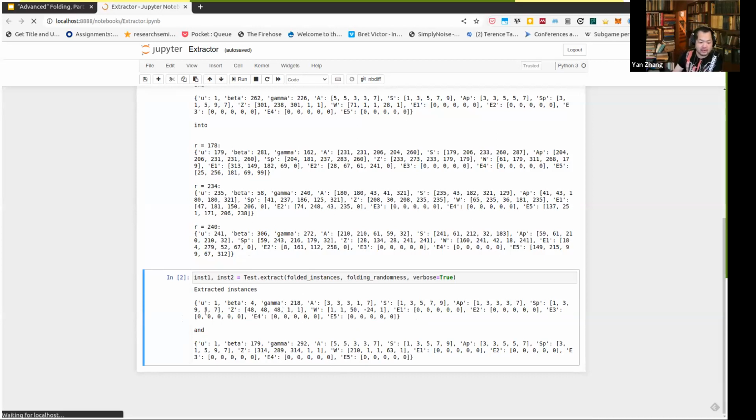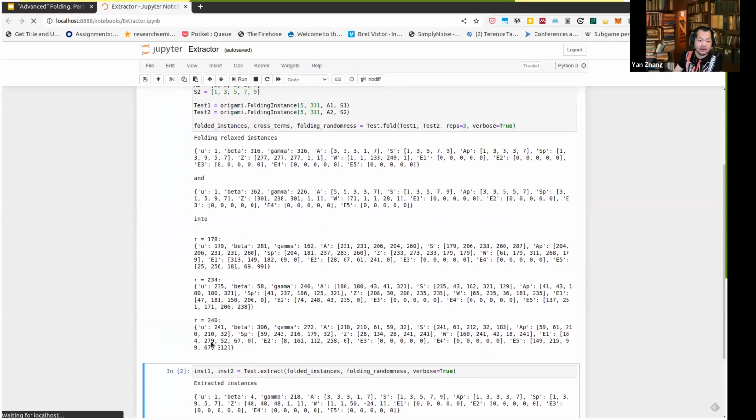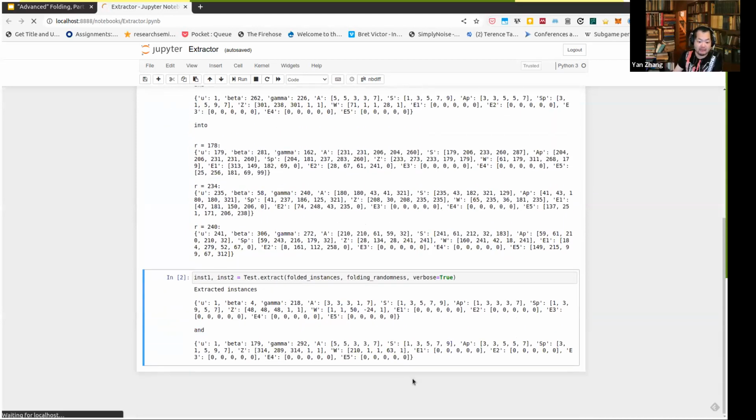And indeed, you realize that when they extract an instance, they do have this U equals 1. And then they get one where the E's are indeed 0. And then they have the original A's and S's, the 33317, 13579, 55337, and 13579 as well. So somehow this actually works, which is great.